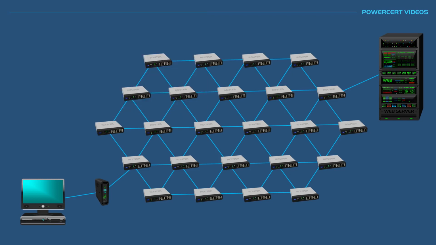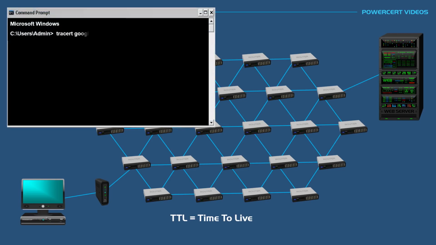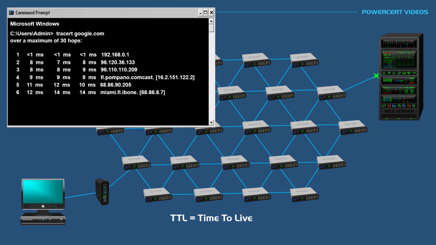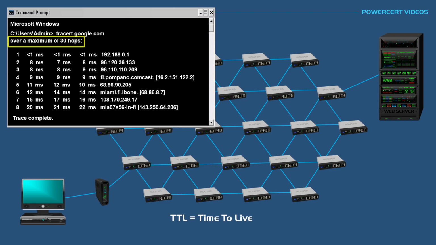Now, there is another value in Traceroute called TTL, or time to live. TTL is a given value to the data packets on how long they can live before they are discarded. So for example, when we do another traceroute, you'll notice that it says over a maximum of 30 hops. So this means that the TTL is set to 30, which is the default value. So if the data packets don't reach their destination after 30 hops, the data packets are dropped.